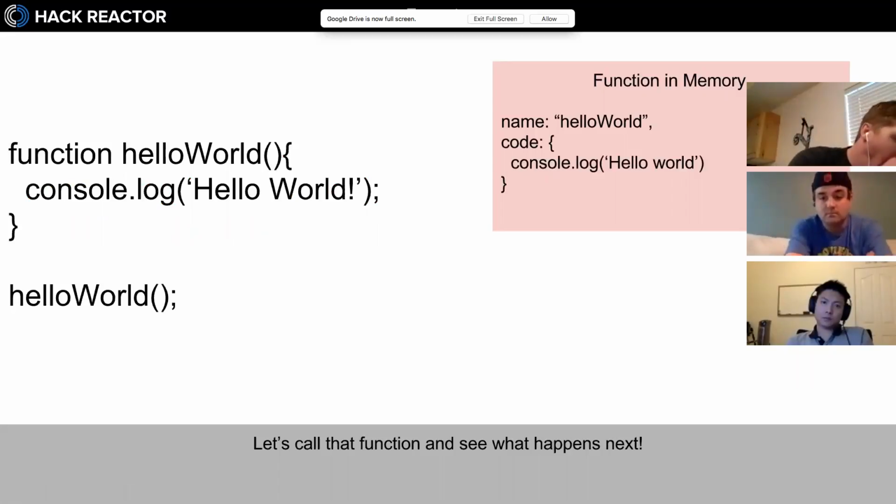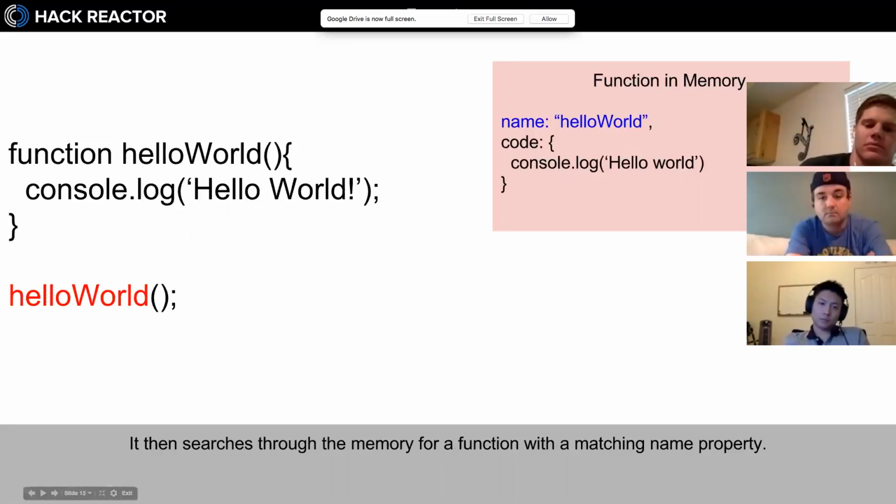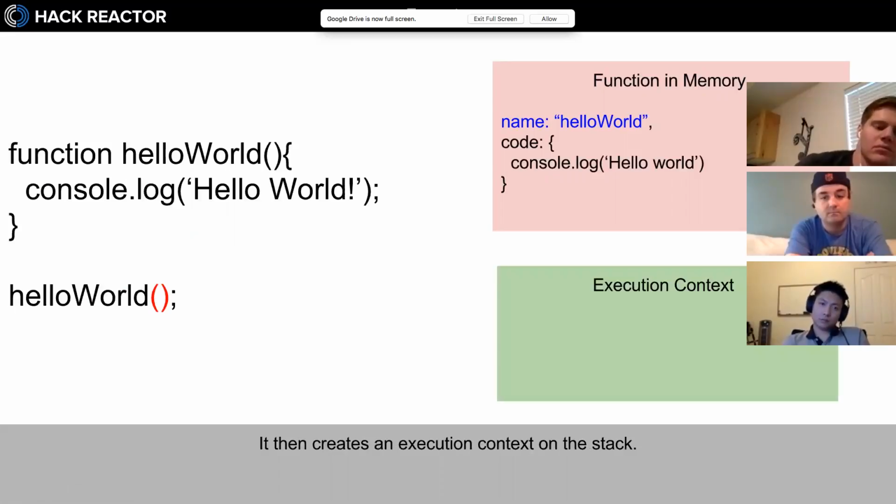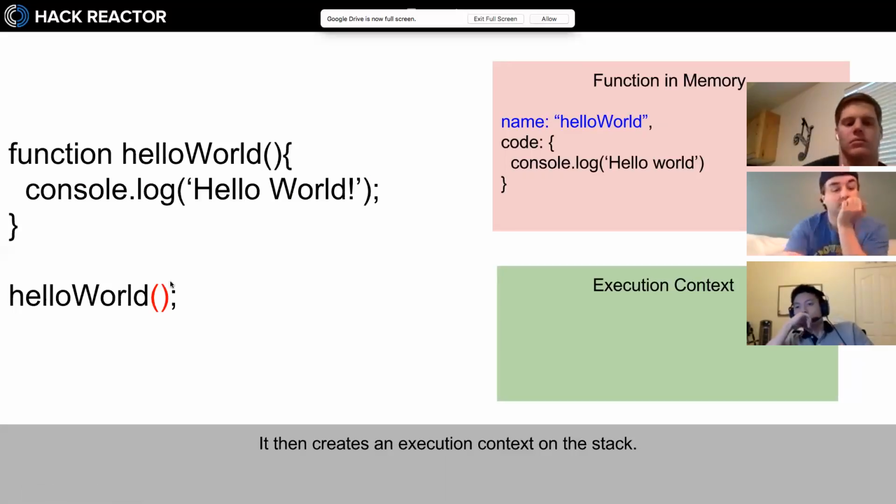All right, so we're going to go ahead and call that function, or invoke it. So it searches through memory for a function with a matching name property. Because we put the pair of parentheses after the function name, we are telling the interpreter to invoke the function, so to run the code that's stored in that function name. It then creates an execution context in the stack. So every time you invoke a function, it creates a separate context. So I could actually invoke hello world multiple times, and each of those multiple times would have a separate execution context.